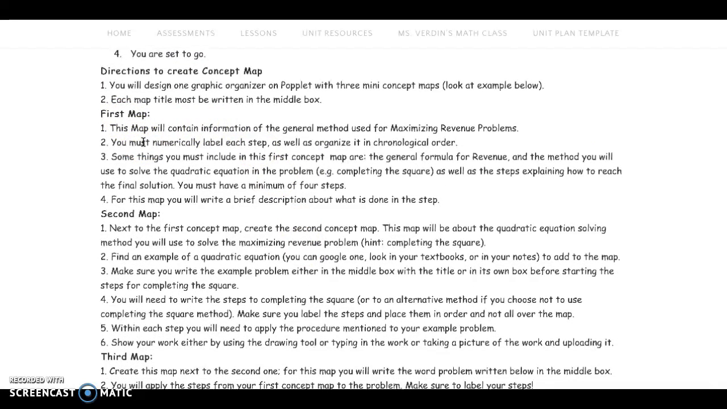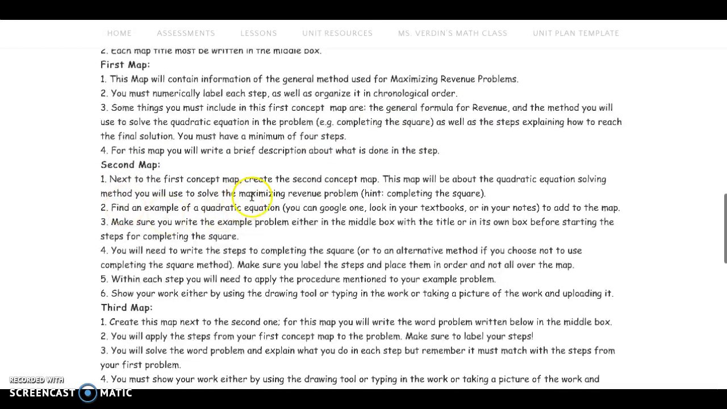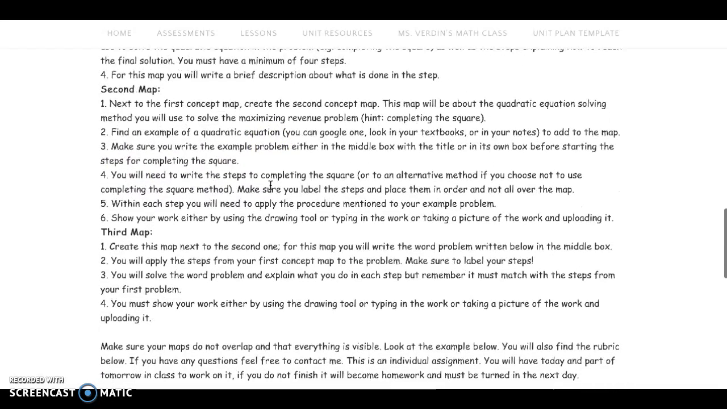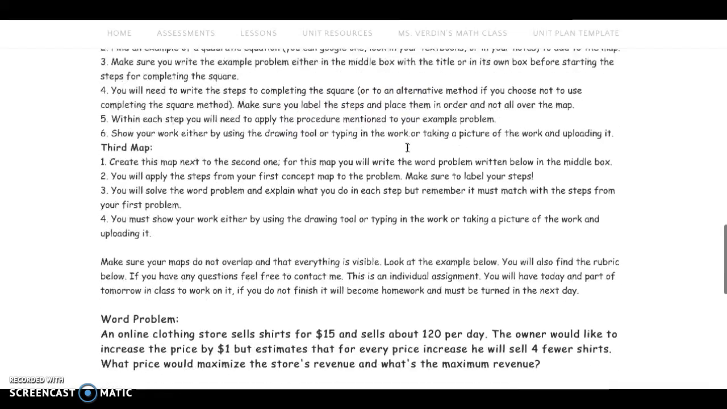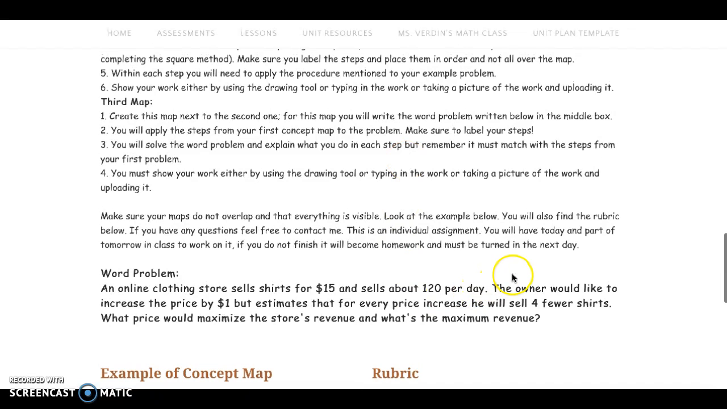And then once they go create an account with Popplet, they would create 3 concept maps within one graphic organizer. So the first one would be a map that requires them to write the steps for maximizing revenue problems, and the second one would be the steps for completing the square, in which they would actually take an example and apply the steps to that example. And then the third map would be applying the steps for solving a maximizing revenue problem to the word problem that I have listed below.